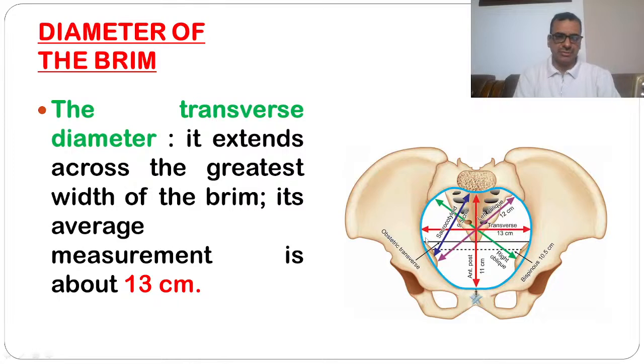The transverse diameter. Now we come to the third diameter. It is the largest diameter of the pelvic brim in gynecoid pelvis. It extends across the greatest width of the brim. Where we find the greatest width, there will be a transverse diameter. It measures 13 centimeters.